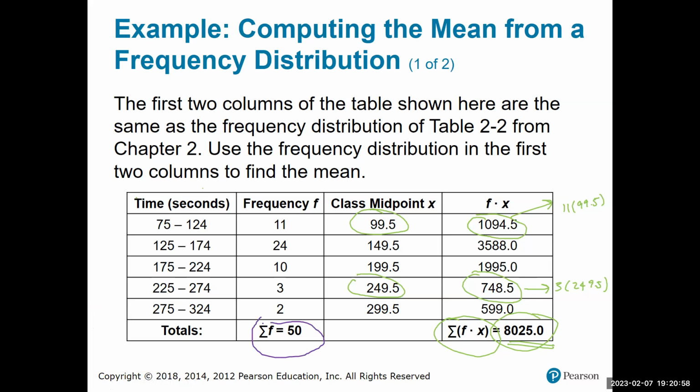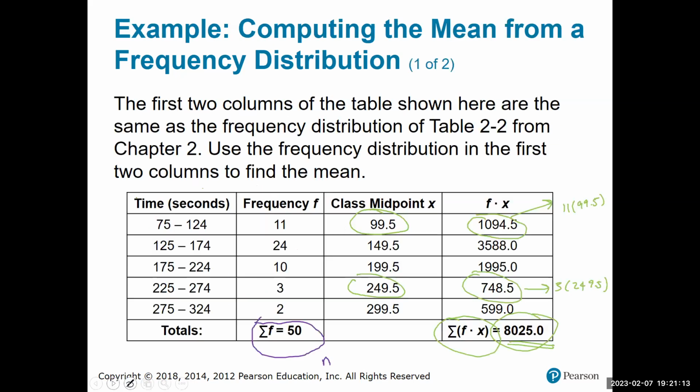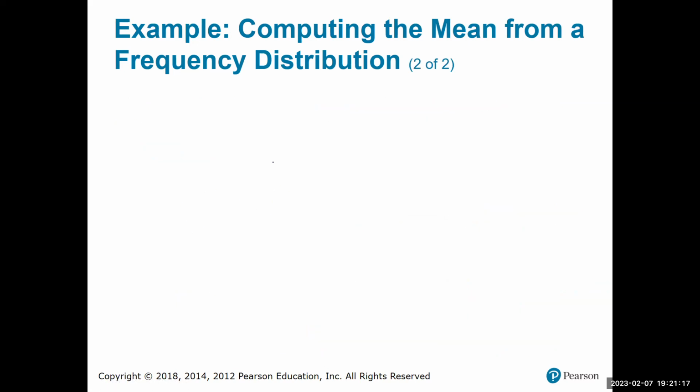So I have the sum of all of my frequencies. Remember, that's just the same as N, your sample size here. And then I have the sum of F times X. Notice that is what I need in order to calculate X bar, and it's an estimation. So X bar is going to be the sum of F times X, divided by the sum of just F.